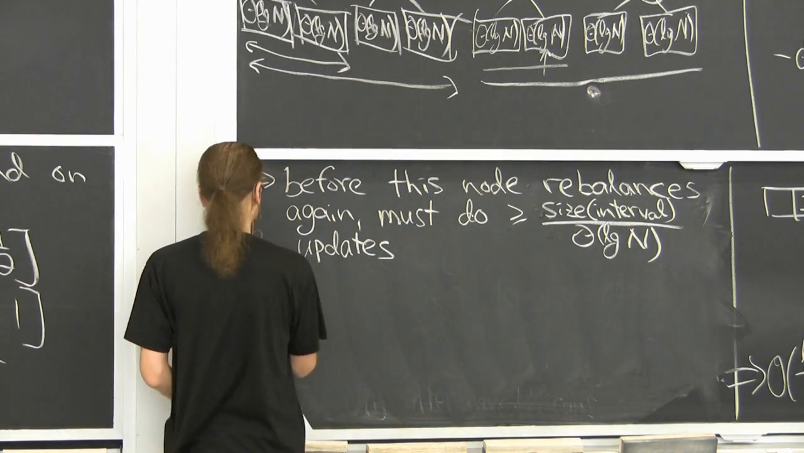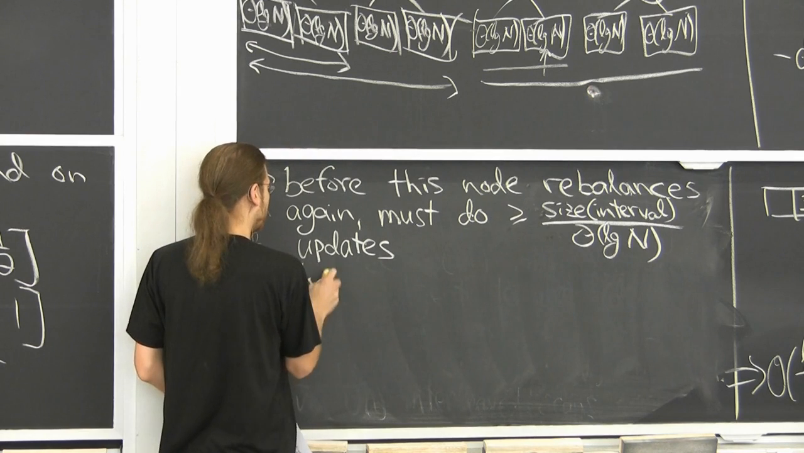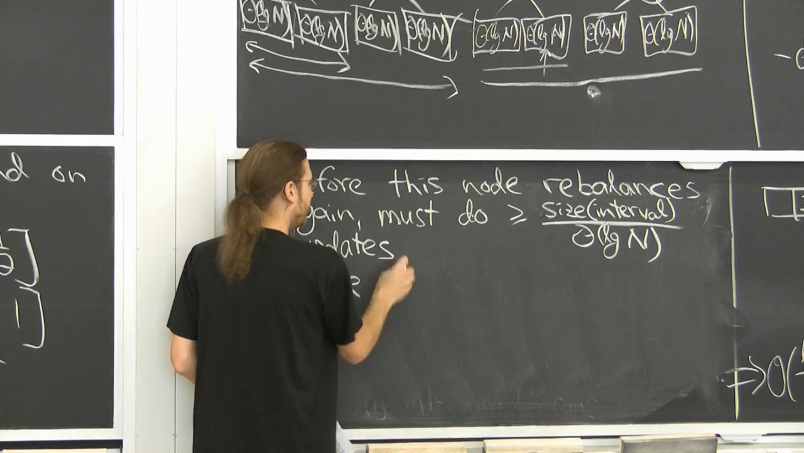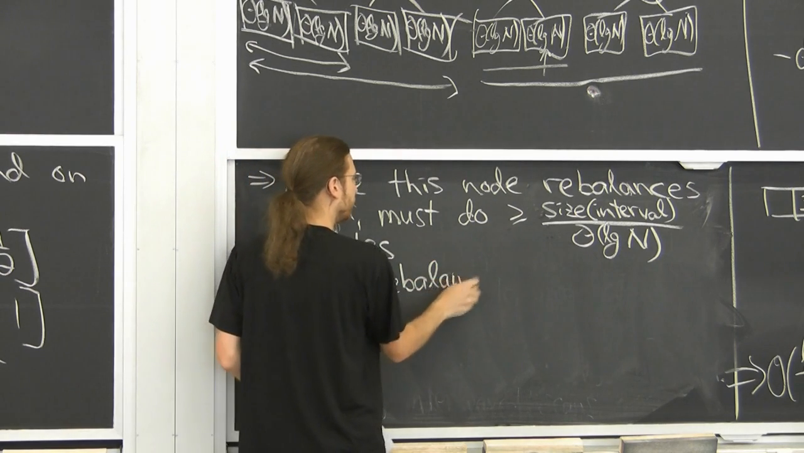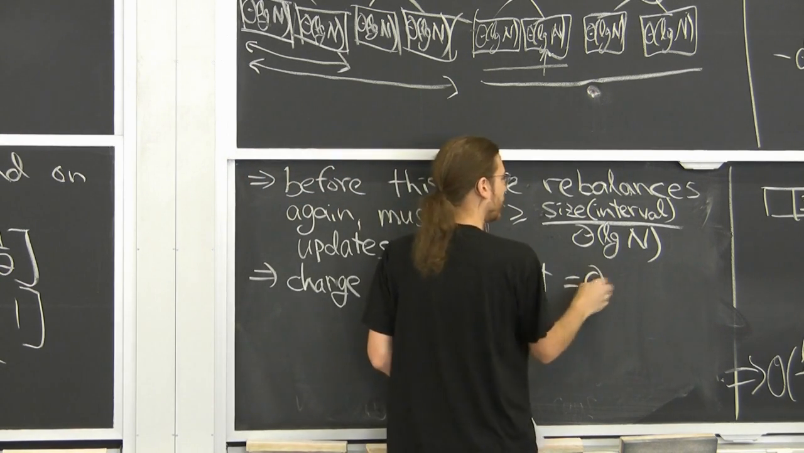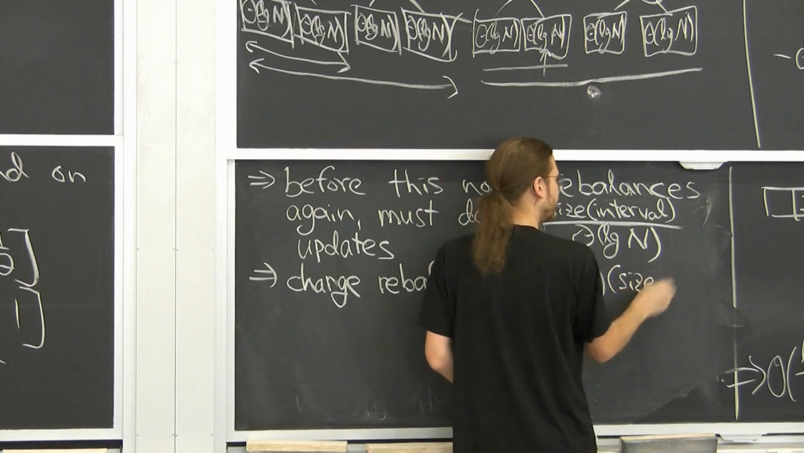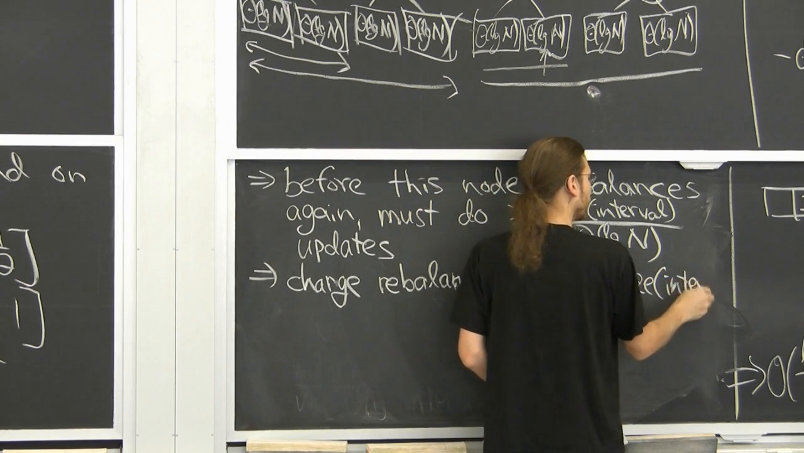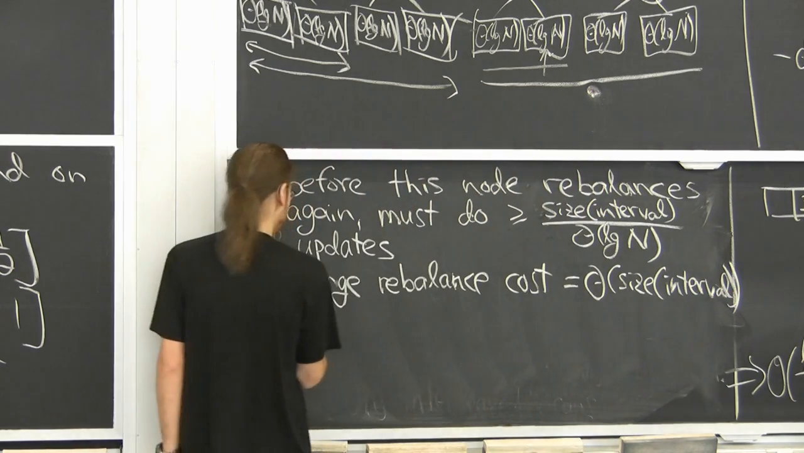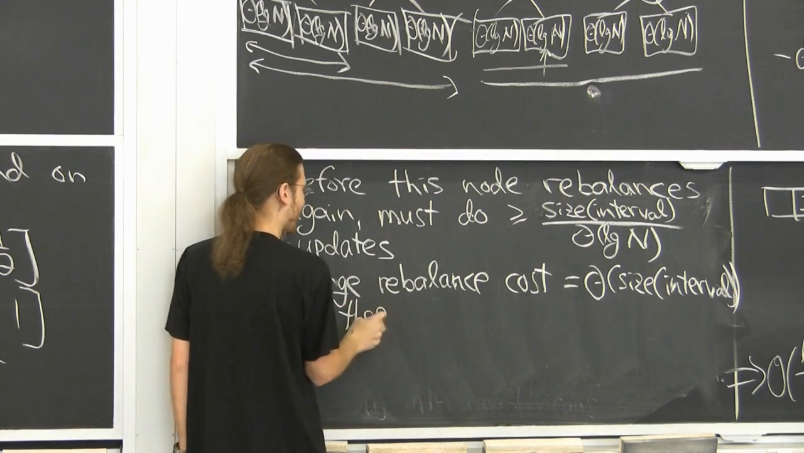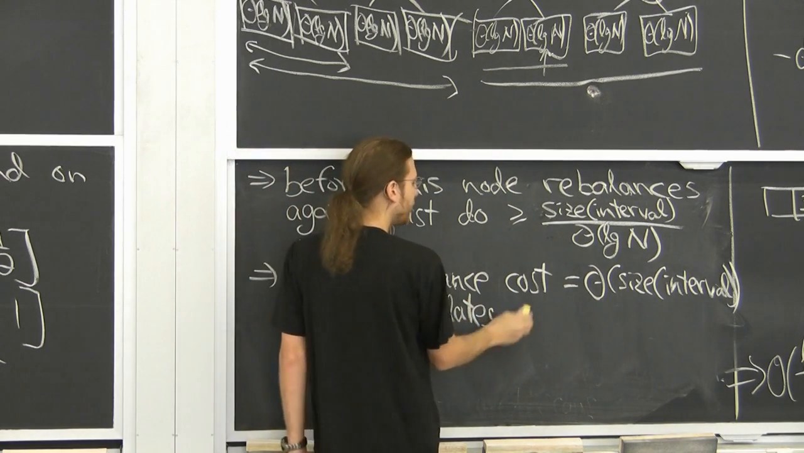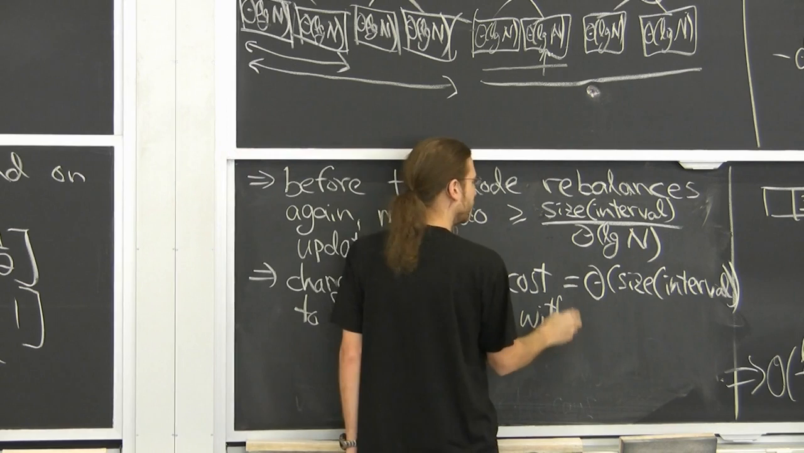Okay, so charge the rebalance cost, which is theta size of the interval, to these updates. And what we know is that the updates are within the interval.